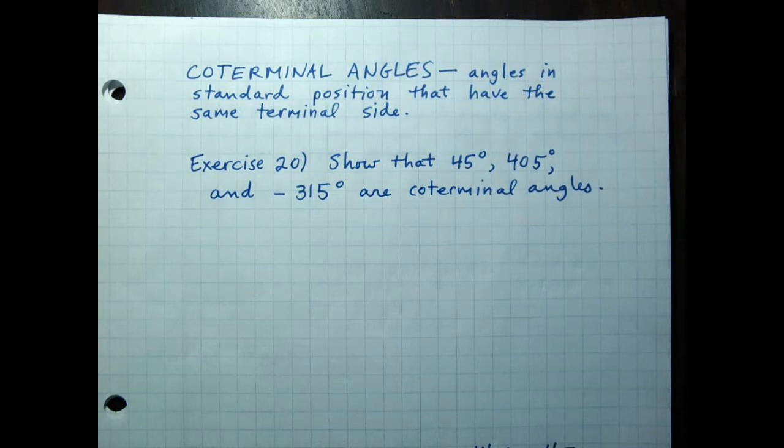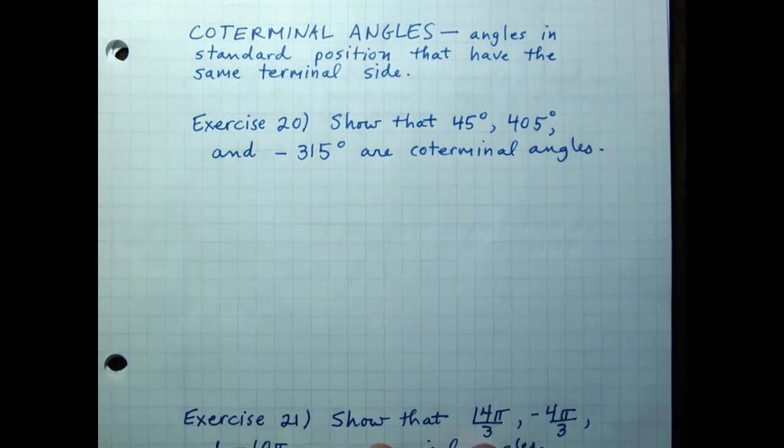We have one more term that we have to learn from section 7.1, and it's related to this idea of standard position, and the term is coterminal angles. Coterminal angles are angles in standard position that have the same terminal side. I think we've already seen some examples of coterminal angles, we just didn't call them that.